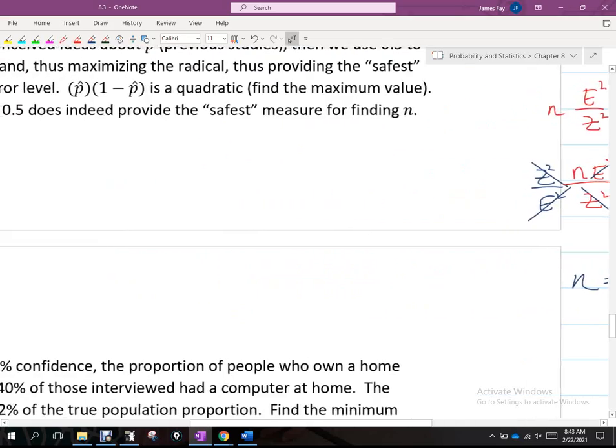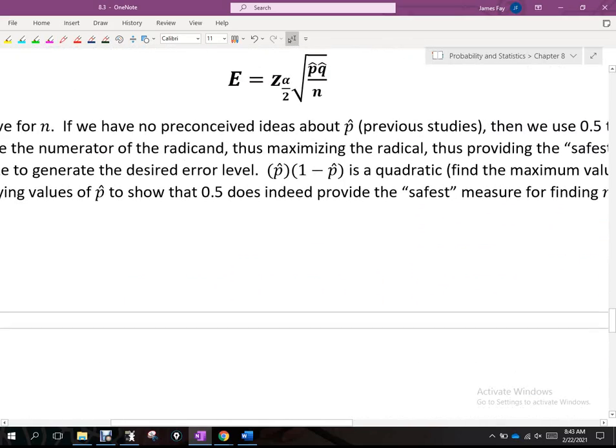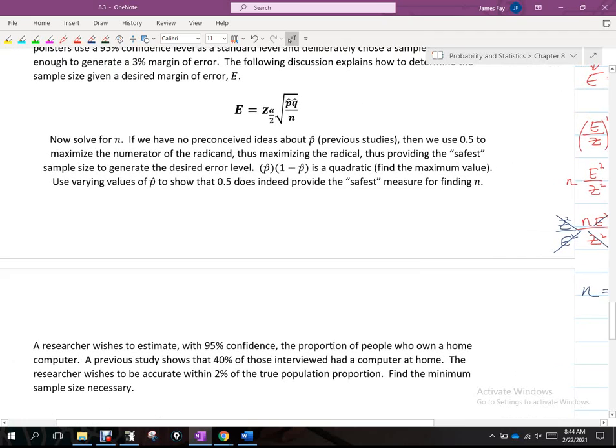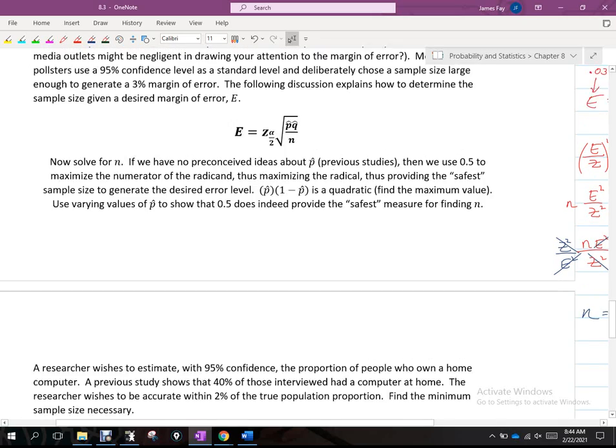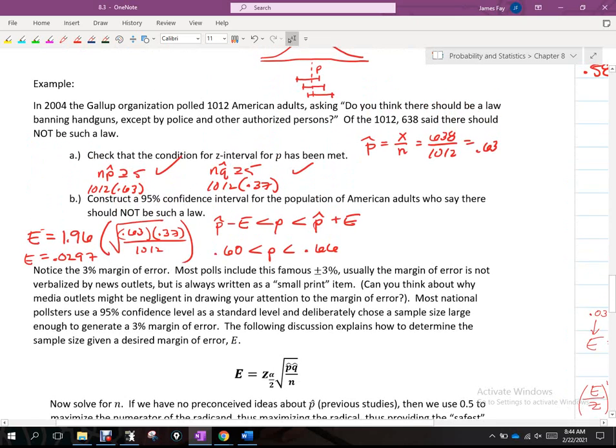So if we go over, I wrote it out here. It says, we solve for n, we've done that. It says if we have no perceived or preconceived ideas about p hat, meaning I have no idea what the population proportion, that point estimate, should look like. If there are previous studies, I might have a preconceived idea. But if I'm the initial study, I have no idea how many people are going to maybe be in favor of their job, or what this question was talking about, a law banning handguns. I have no preconceived ideas about this.